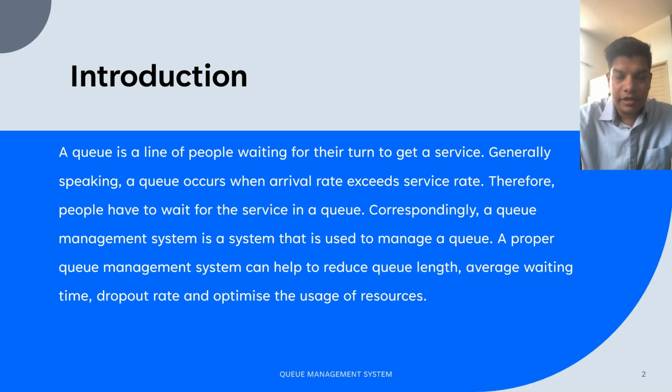Firstly, I would like to explain what a queue is. A queue is a line of people waiting for their turn to get a service. Generally speaking, a queue occurs when the arrival rate exceeds the service rate. Therefore, people have to wait for the services in a queue. Correspondingly, a queue management system is a system that is used to manage a queue. A proper queue management system can help to reduce queue length, average waiting time, dropout rate, and optimize the usage of the resources. By proposing this queue management system, it can help to overcome the queuing problem.